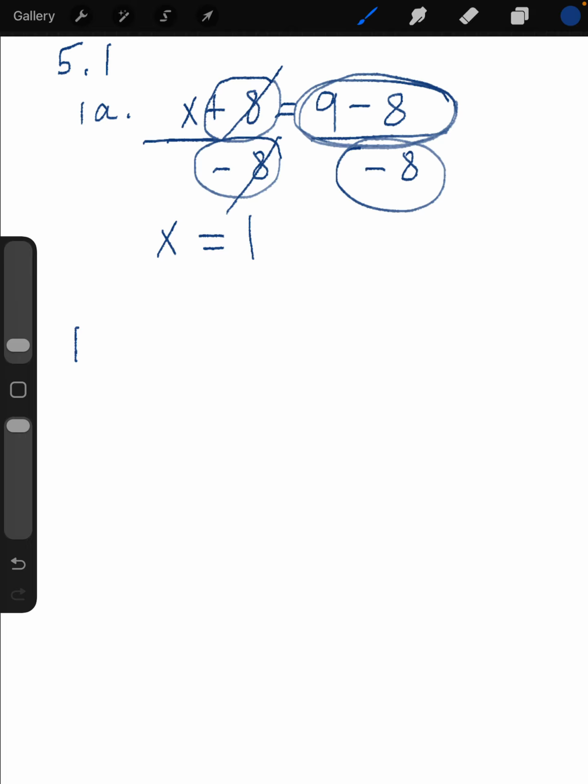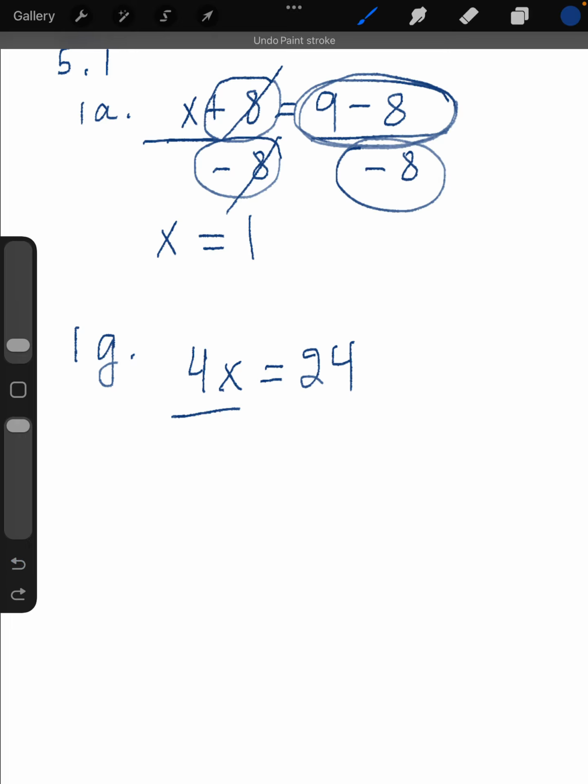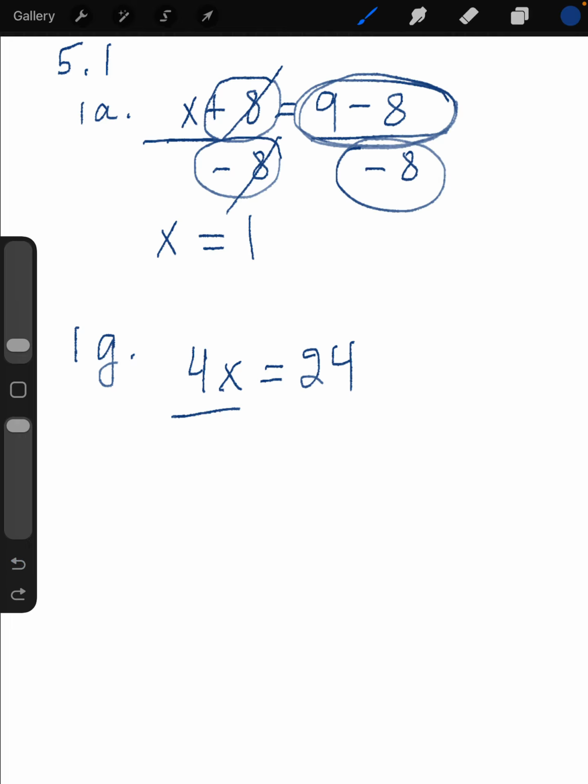Let's move on to exercise 1g, 4x equals 24. Now, when we say 4x, what operation do we presume? It's 4 times x, right? It's 4 times x. So in order to get x all by itself on the left side of the equation, we have to remove the 4, right? So that means we perform the inverse operation to multiplication, right?